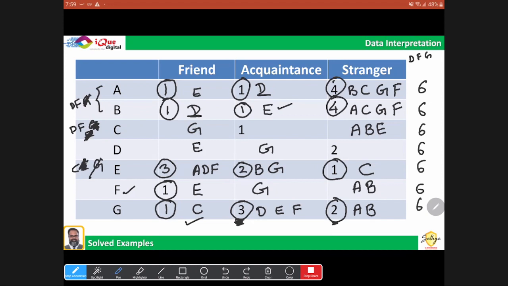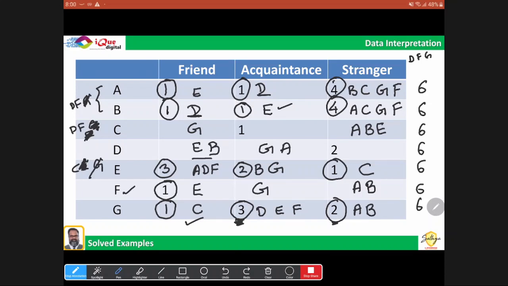Let's check the reciprocation in D. D and E, so E and D. D and G, so G and E. What reciprocation is left? What more can you fulfill here? A and B and D. Okay. Oh yes. So A and D are acquaintances. D and A are acquaintances. B and D are friends. So D and B are friends.